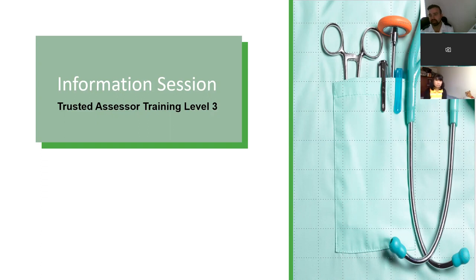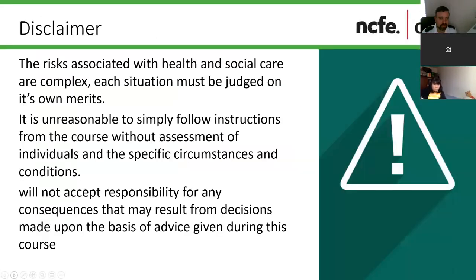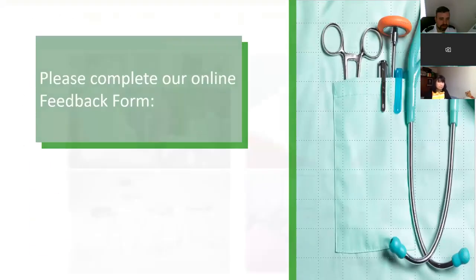The trusted assessor model is all about somebody who's able to carry out assessments and identify minor adaptations or adjustments to a home. Now, this is a community domiciliary service, however, it works really well in residential and nursing homes as well. So the trusted assessor model is a known model that's been in social care for a while, so we'll just run through the basics of it.